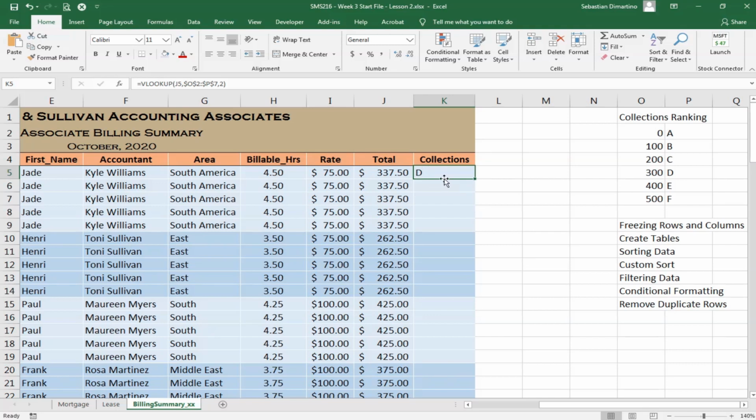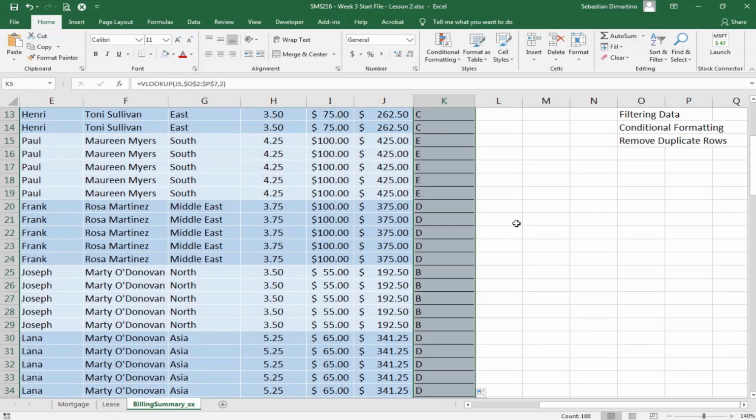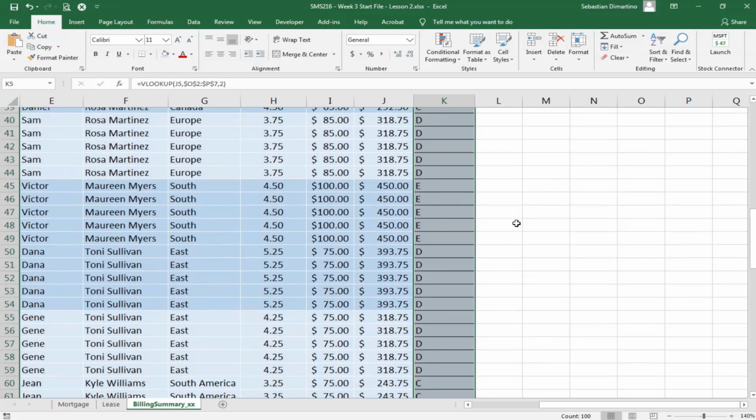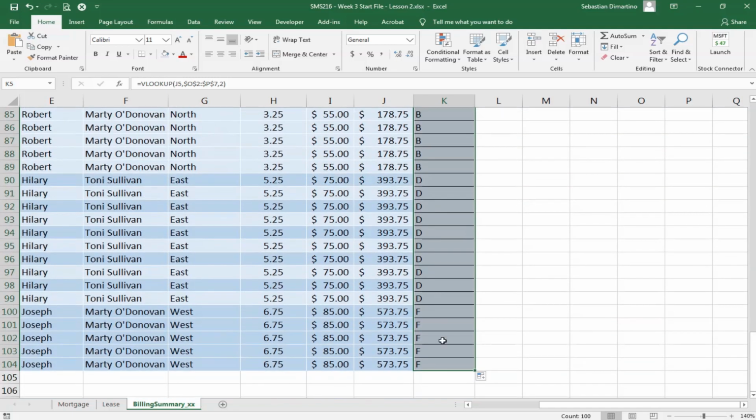Once I've done that, I need to copy this down all the way to the bottom. And the fastest way to do that is to go to the bottom right corner. See this plus sign here? This one, it's really thin and dark versus the nice one like this. This one here looks like it's a worker, and you're going to double click it. Once you double click it, the collections letters should flow all the way down to the bottom, and they should all be accurate.